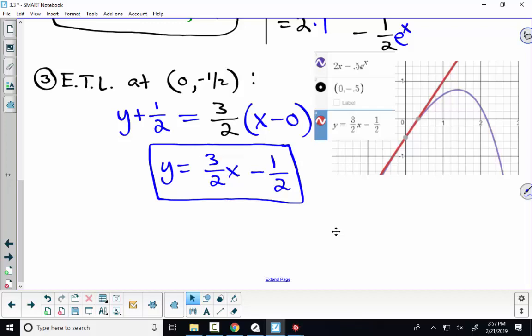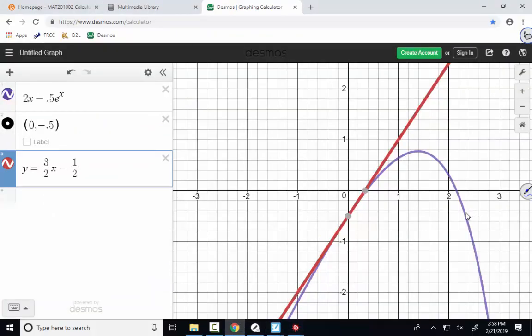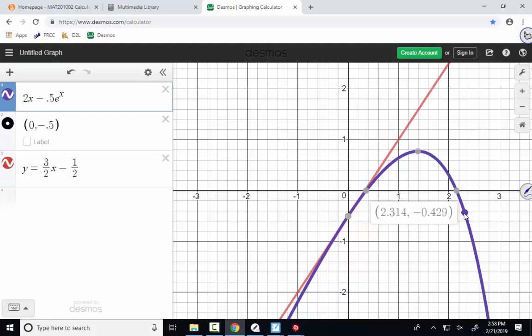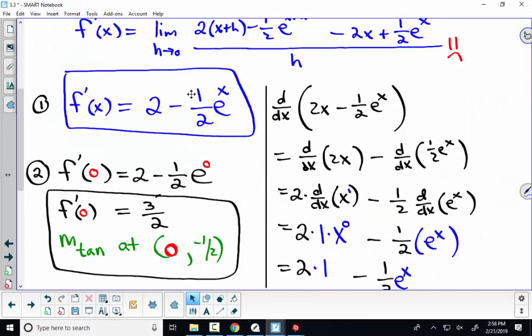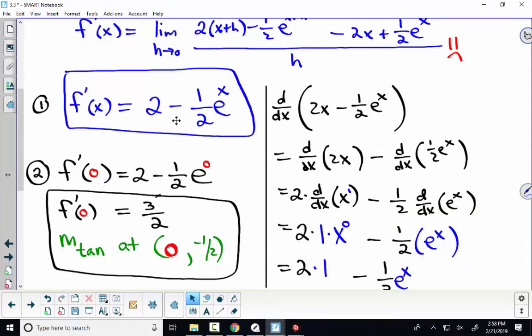What's the other equation then? The 2 minus 1/2 e to the x? Yeah. So 2 minus 1/2 e to the x is what? What would it look like compared to the others? Remember, the derivative is giving us the slope of the tangent line at any point. So if we looked at this graph and I said, what's the slope of this function at 2.314? Then we have to go back to the derivative and plug in 2.314 for x. What's the slope at 2.153? Well, I plug in 2.153 into my derivative. Just remember the derivative gives you the slope at any point as long as you plug in the x coordinate of the point. Specifically, we wanted to know what the slope was at the point 0, negative 1/2, so we plugged 0 into our derivative.